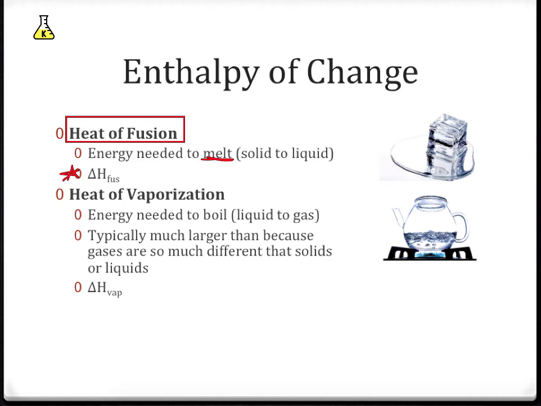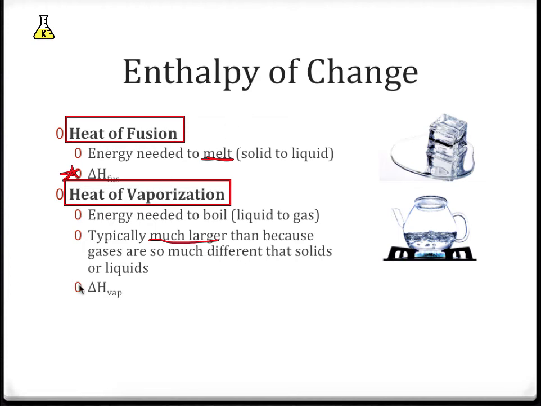The second one we need to be aware of is the heat of vaporization. Heat of vaporization is basically the energy needed to cause something to boil, to go from the liquid to the gas state. This is typically much larger than the heat of fusion, simply because gases are so much different than solids or liquids. The change that needs to happen to go from solid to liquid is relatively small compared to the change that needs to happen to go from liquid to gas.